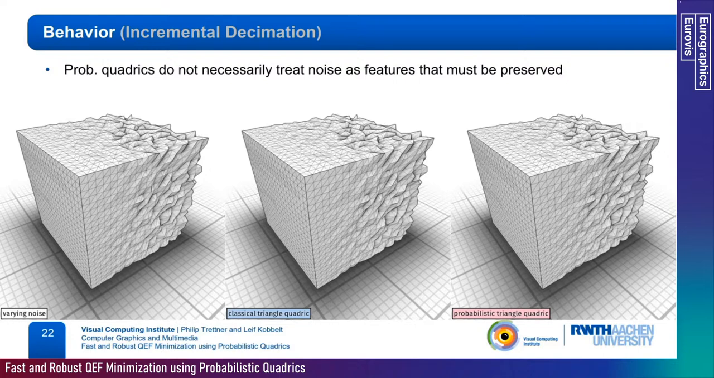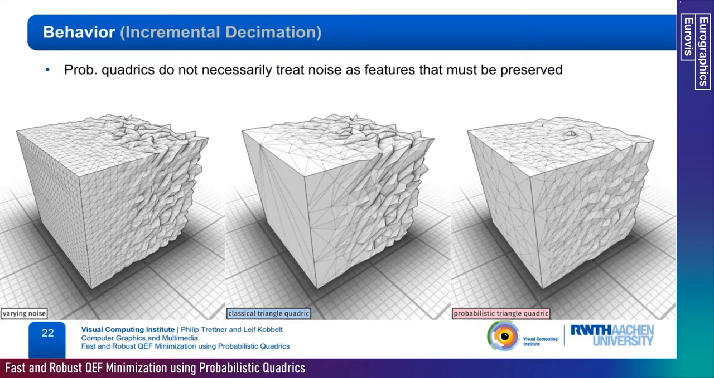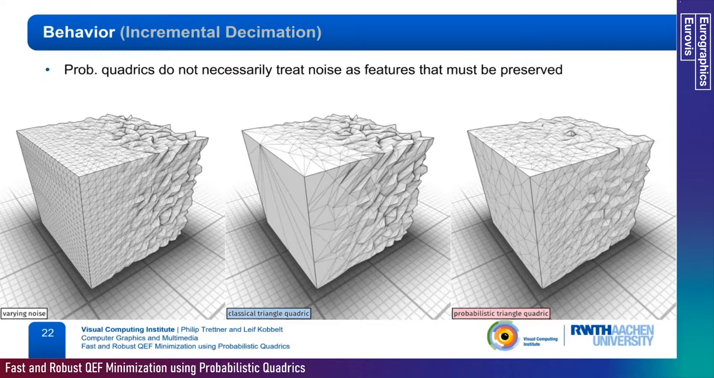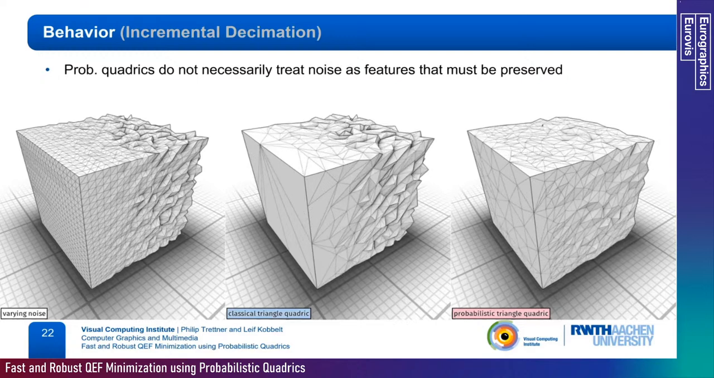Now, let's see what our quadrics do in the presence of noise. So here we have an input mesh with varying sizes of noise. If you look at the classical triangle quadric, it will happily decimate the planar regions, but it is reluctant to decimate the noisy parts because it treats them as features. Whereas our probabilistic triangle quadric can even decimate these noisy parts because we've chosen the covariance so that it is slightly larger than the noise value.